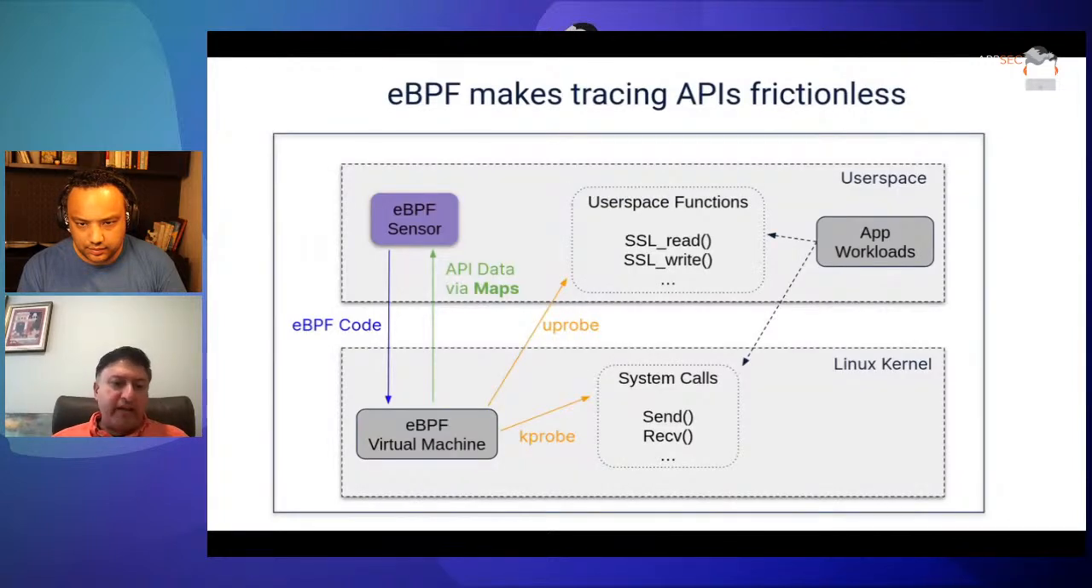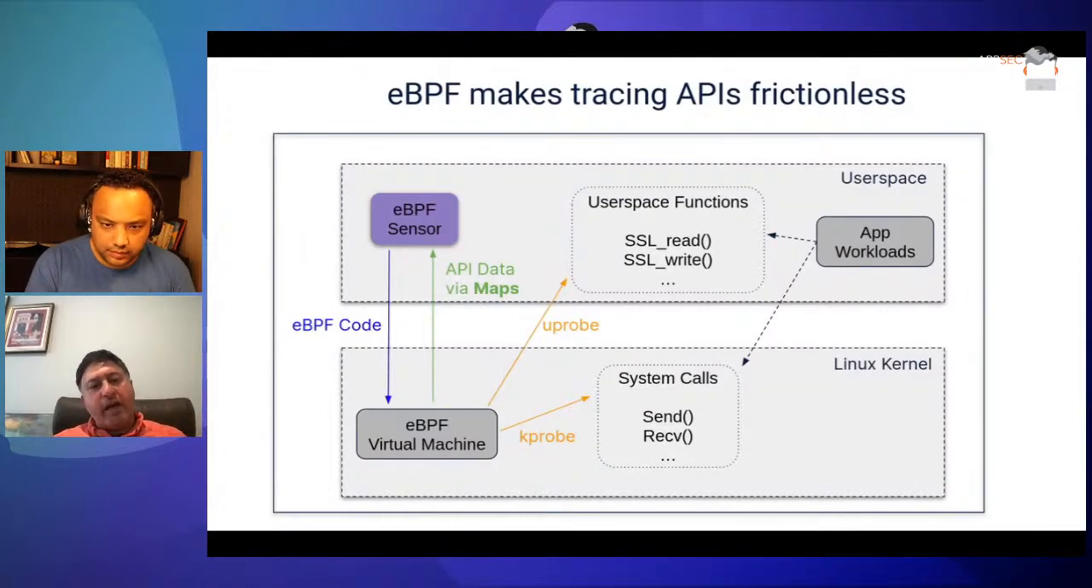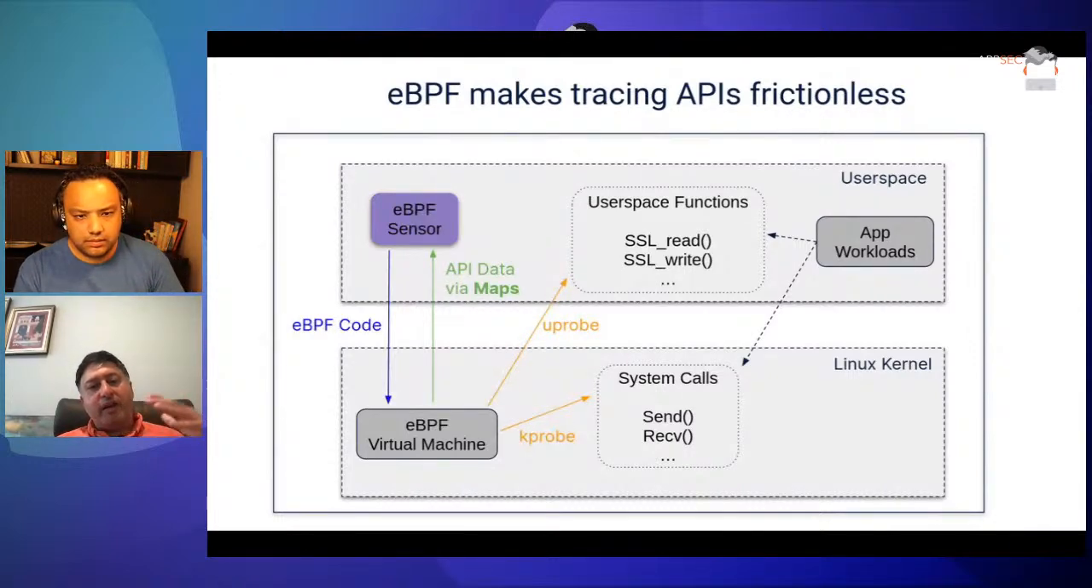Actually, I missed one point here. When the probes hit, it allows you to copy data from the kernel or from the user space into your own sensor, using a capability that eBPF provides called maps. Maps are kind of a memory-mapped data transfer. It allows you to transfer data from either the kernel or from a different user space function directly into your memory. So essentially, it's copying data from the system calls, using direct memory access, into your memory space. That's how you're able to peek in and snoop the traffic.